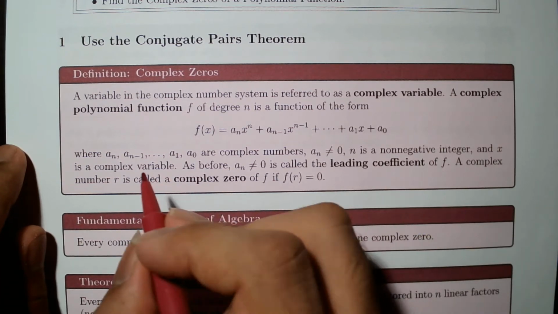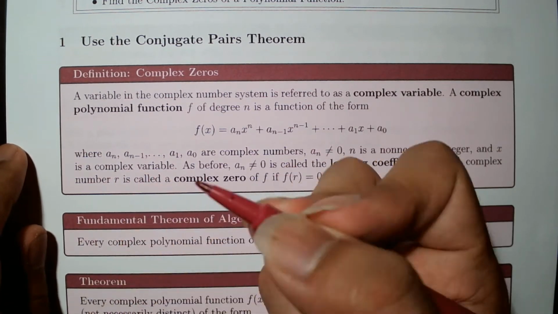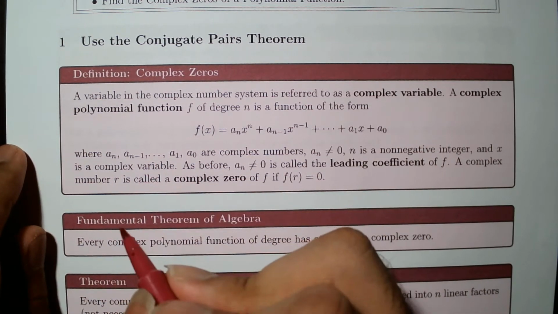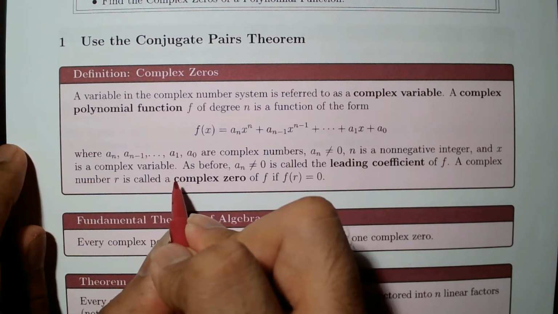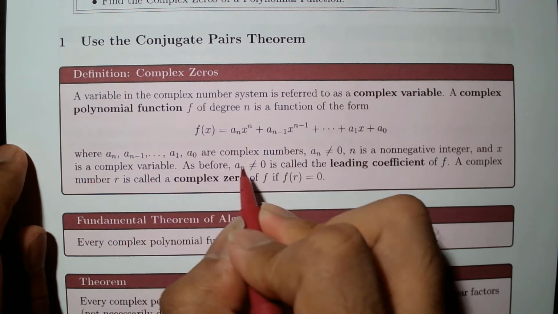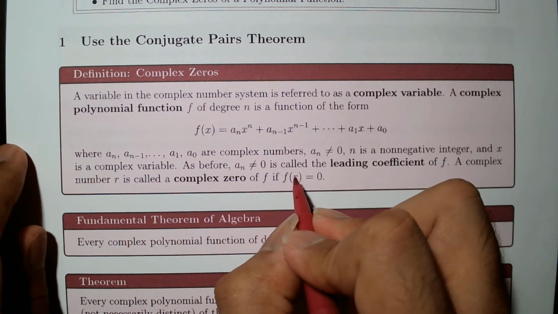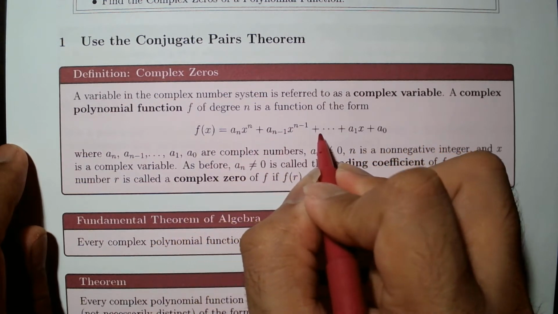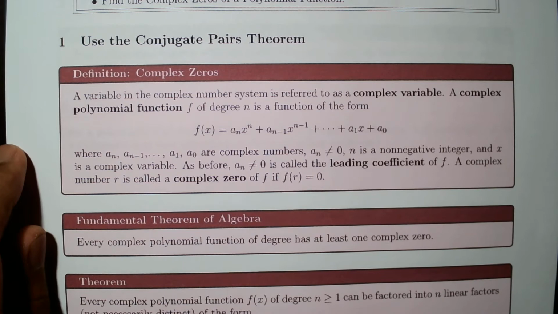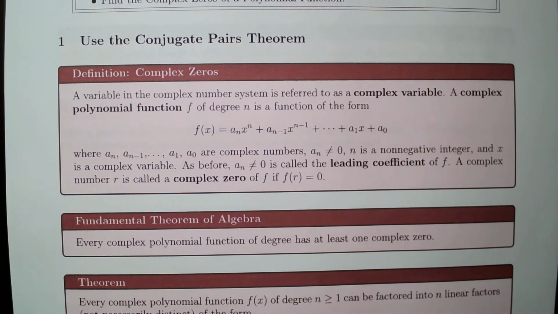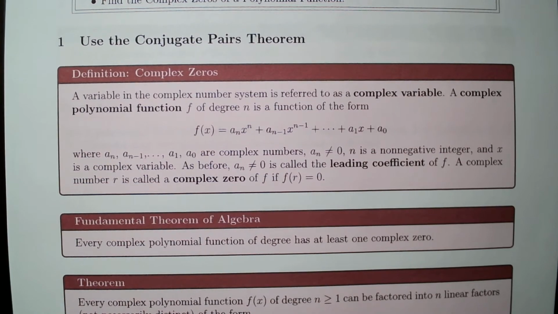a complex number r, in this case we're going to extend the concept of the rational root theorem to complex zeros. A complex number r is a complex zero of the polynomial if we plug in the value of r in our polynomial here and our answer is 0. In other words, we have a zero remainder if we did synthetic division, if you will.